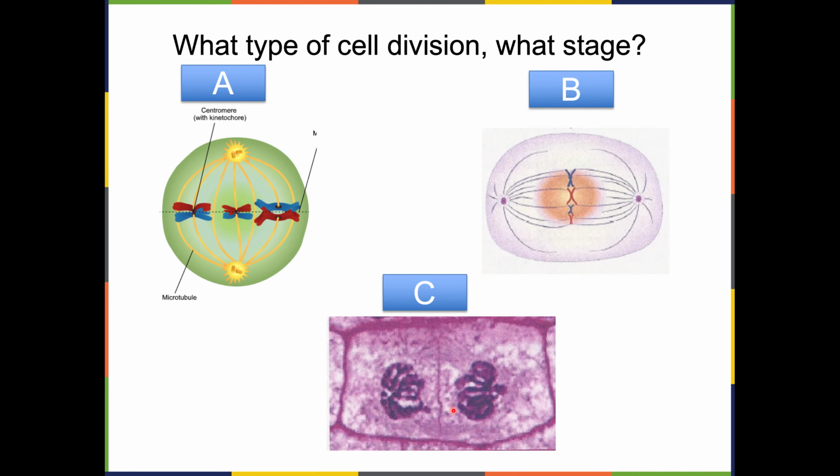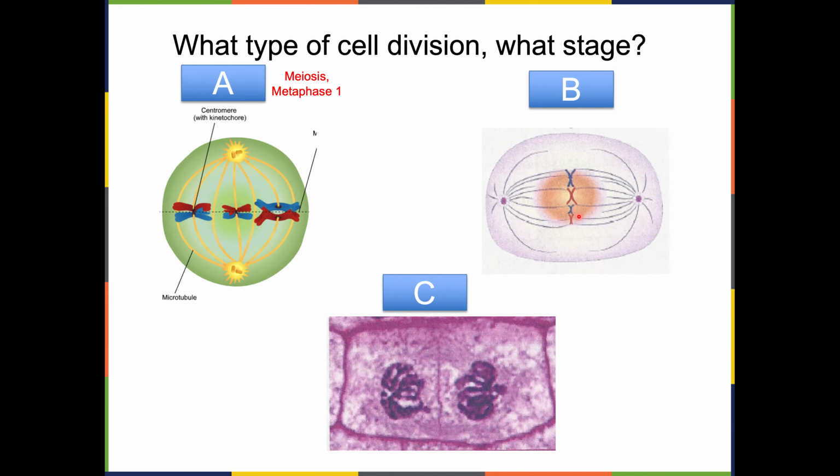And finally, what type of cell division are we looking at? So in A, we see homologous chromosomes have lined up. They have exchanged genetic material. They're sitting at the center of the cell. Since they're all lining up at the center of the cell, it should be metaphase. But is it metaphase of mitosis or meiosis? Well, since homologous chromosomes have lined up and exchanged genetic material, it would be metaphase 1 of meiosis.